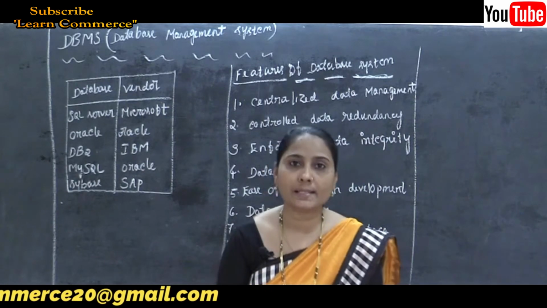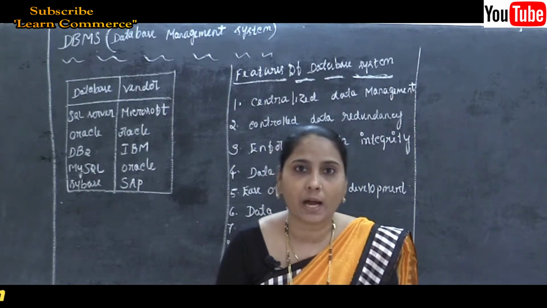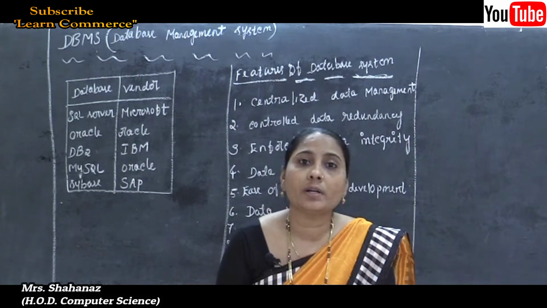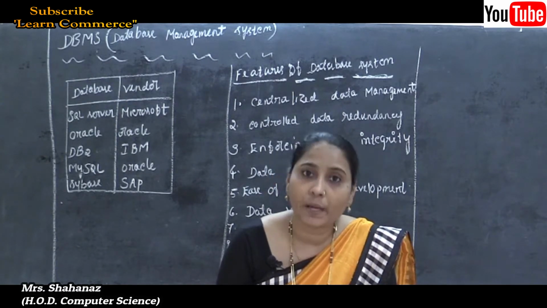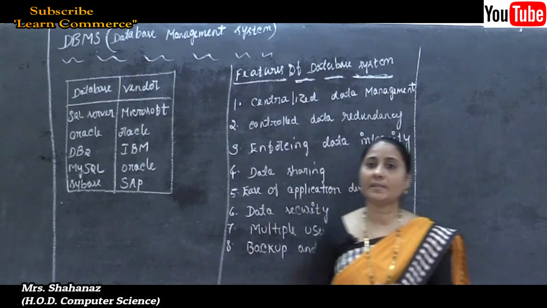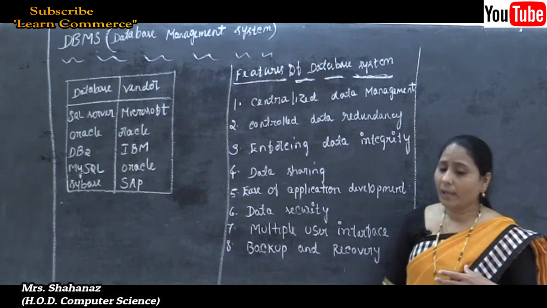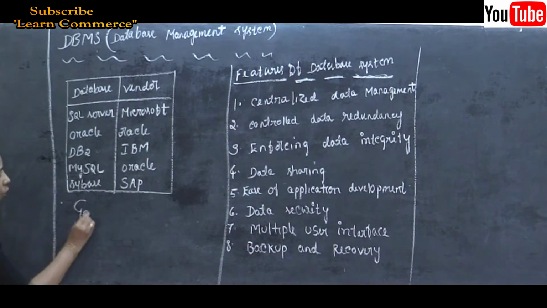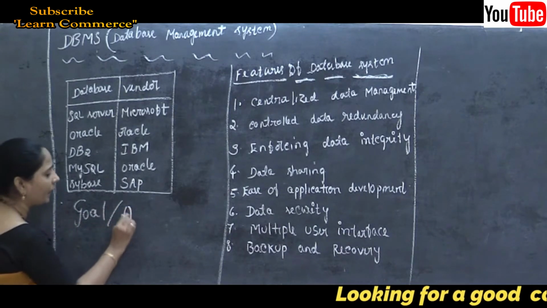Some examples of popular DBMS are MySQL, Microsoft Access, Oracle, DB2 or IBM DB2. So all of these are examples of a database management system. Now let's see some of the goals of the database. What is the goal or aim of the database?